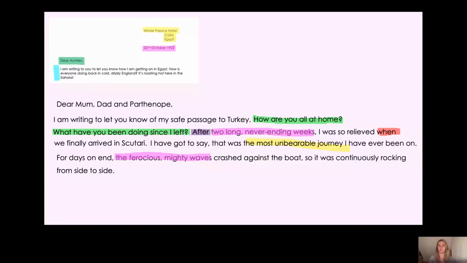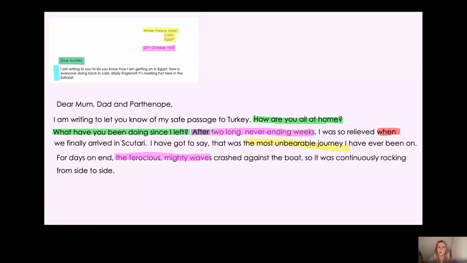The ferocious mighty waves. So I've included the determiner the, then my 2 adjectives, ferocious and mighty, and then my noun waves. The ferocious mighty waves crashed against the boat. So, oh, I've used a coordinating conjunction there. Can you see it? When we looked at our bubble story, we looked at coordinating conjunctions. So I've used so. So it was continuously rocking from side to side. Now I've used the personal pronoun it here because I'm talking about the boat and I don't want to repeat myself.